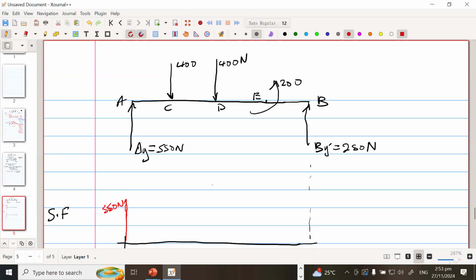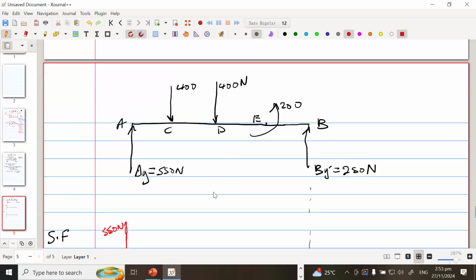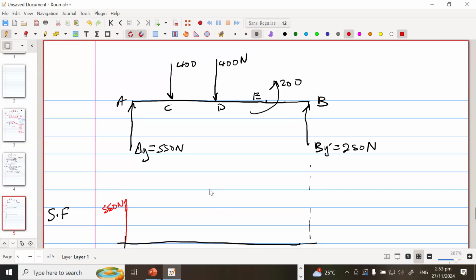The next thing is a UDL though. So what did I tell you about a UDL? When it's a UDL, what happens? Do you remember? You're going to draw it, map these distances down. So the 400 will be somewhere there. Oh, so you say it's going to be a parabola, no? This is the shear force part, you know.